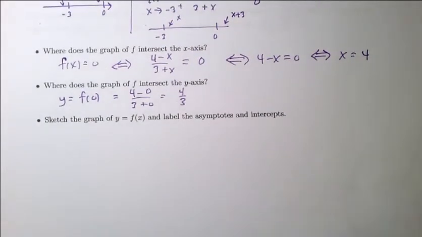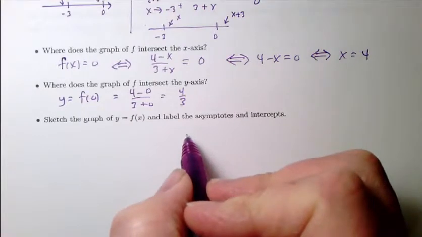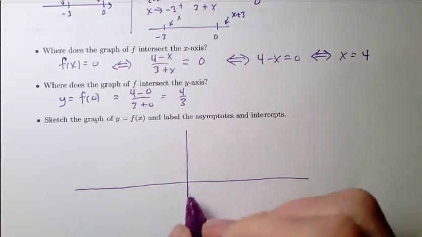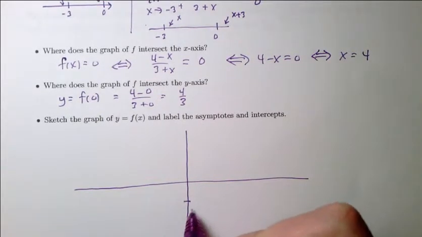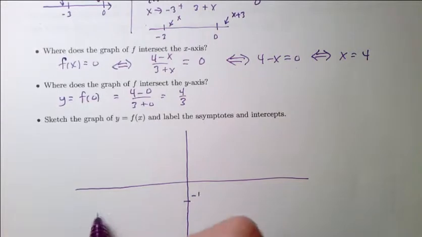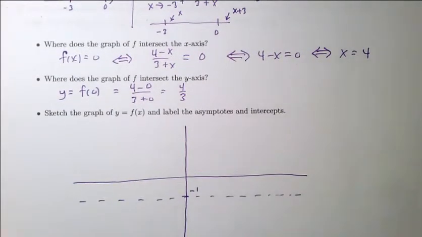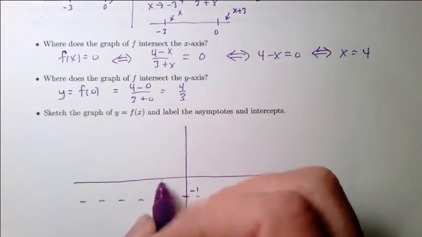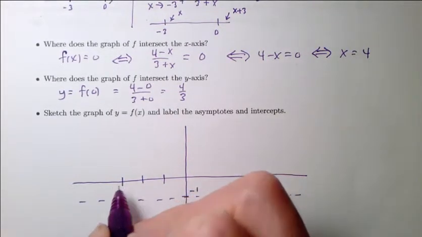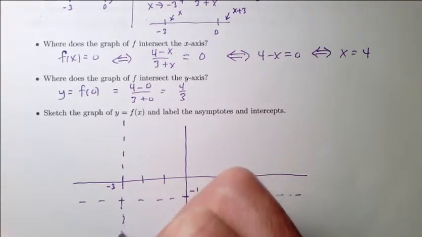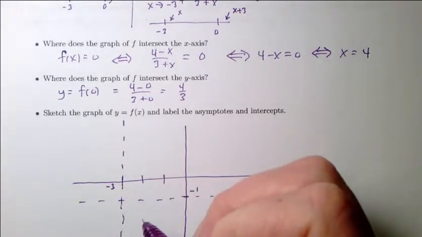Can we sketch the graph now? Well, we can get some idea of what the graph is going to look like. We know we have a horizontal asymptote at -1. Now functions can cross horizontal asymptotes. They don't have to, but they can. We have a vertical asymptote at -3. You cannot cross a vertical asymptote. The function's undefined at -3.